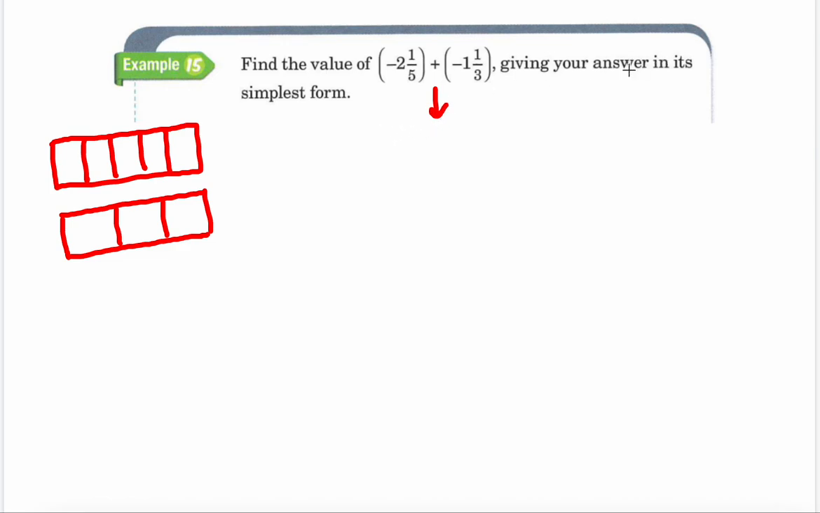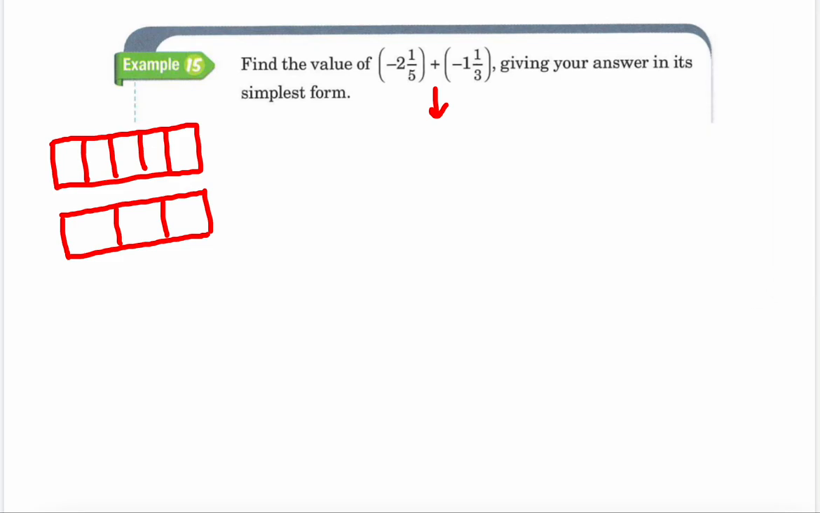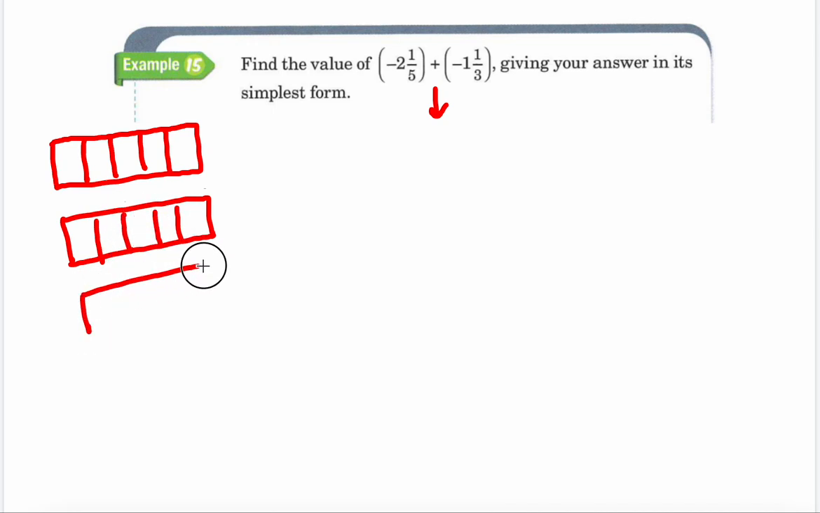Okay, so if I have negative 2 1/5 and I need to change it into an improper fraction, then let me just show you how it would look, okay? So this is 1 whole. Here is another whole. Okay, so that's 2. And then I'm going to show you 1/5.